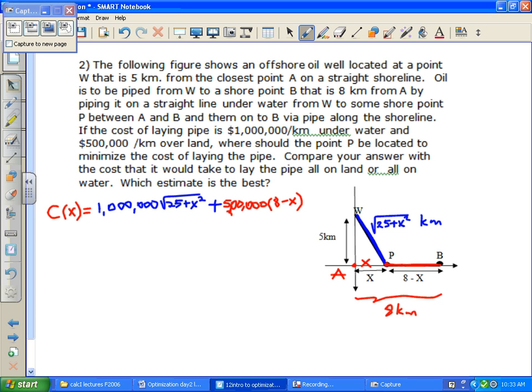The red region is above the water. This is like the highway. This line represents the highway, whereas this is water here. So laying over the blue line, you're laying under the water. The blue line represents the water, and the red line represents over on the ground.